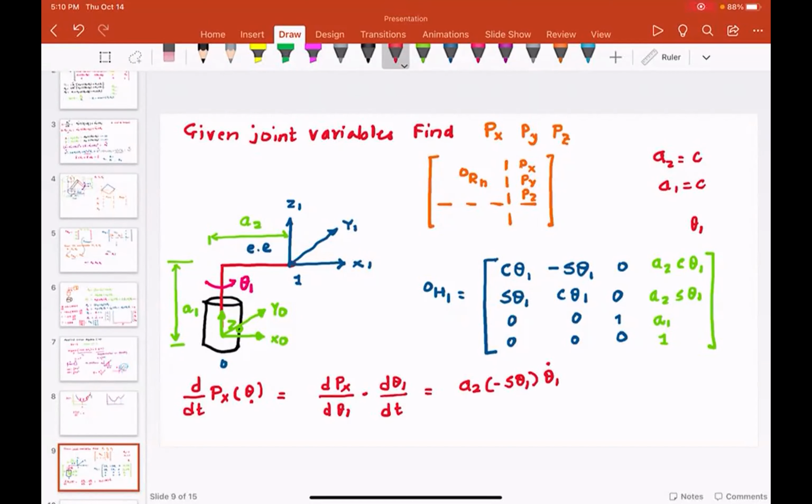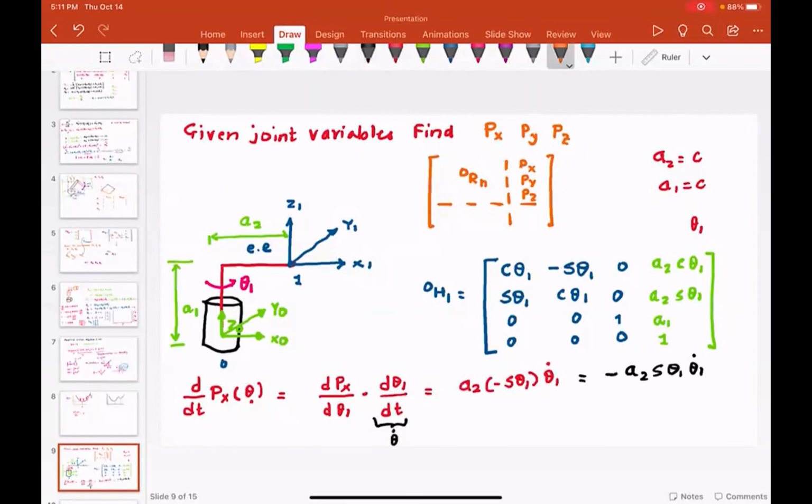Yes. What does theta 1 dot mean? Dot means this: derivative with respect to time. A single derivative is 1 dot, double derivative is 2 dots, triple derivative with respect to time is 3 dots. Does it make sense? Okay. Now this is going to be minus A2 sine theta 1 times theta 1 dot. Don't forget theta 1 dot. That is super duper important.